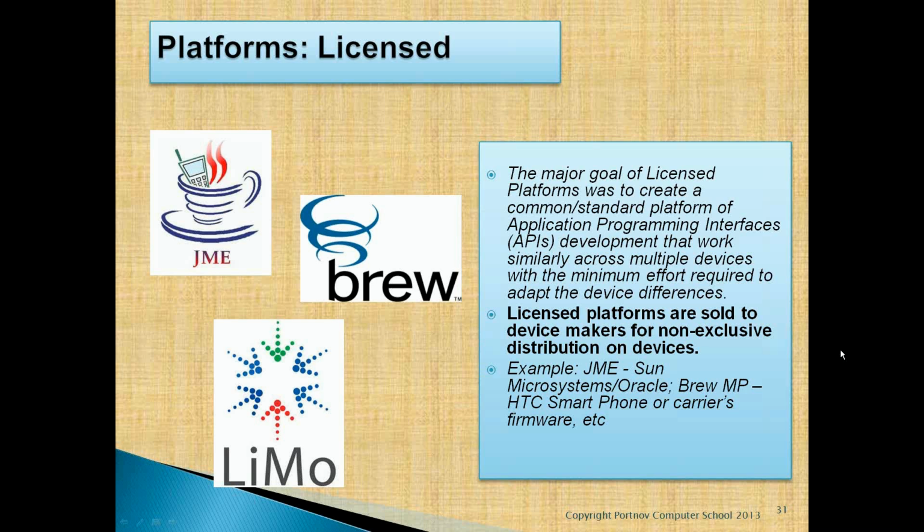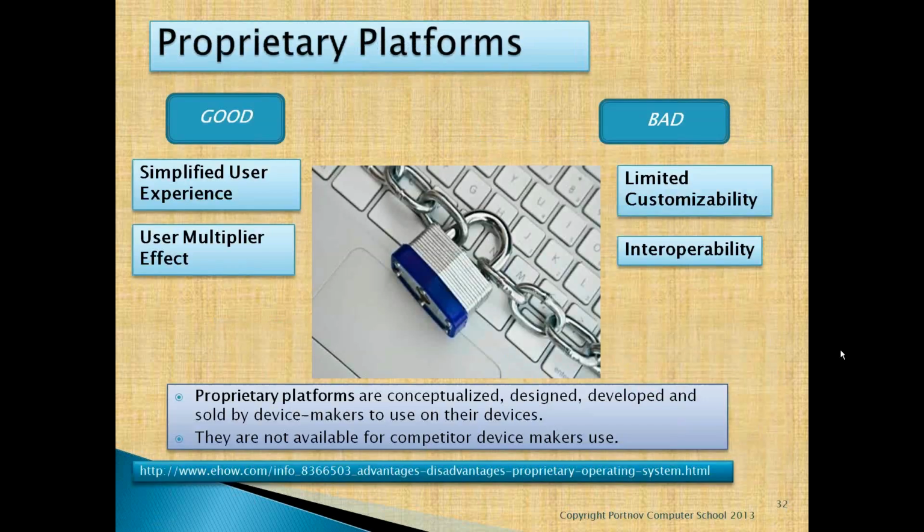Another one of the cool license platforms is BREW MP, and actually they have improved themselves. They were very popular back when it was not the era of smartphones but feature phones, and it was primarily the firmware platform for AT&T and Verizon. It's still there, AT&T and Verizon still use BREW, and now BREW signed a contract with HTC smartphones, and it's gained popularity again. Okay, the next one is the proprietary platform.